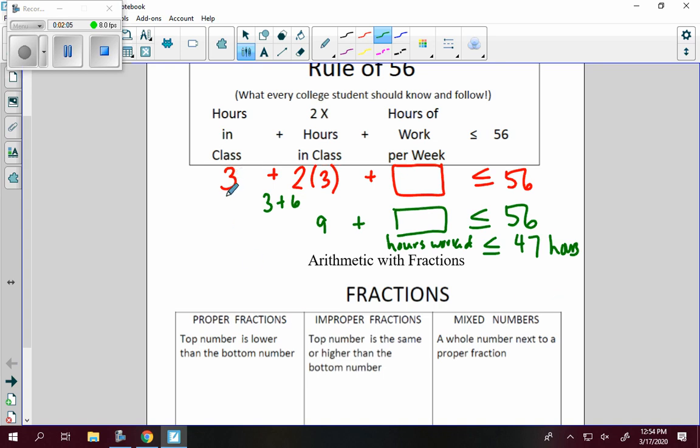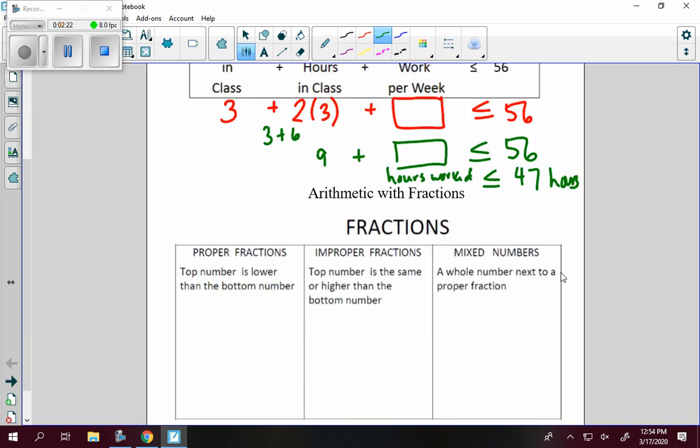If you're taking this in our 7-week cycle, then multiply this by two, because this 3 would now be 6. So it'd be 6 plus 12, which would be 18. So you should be working less than or equal to 36 hours a week.